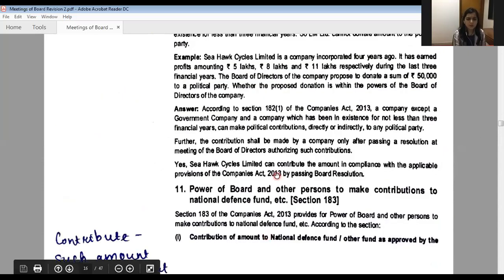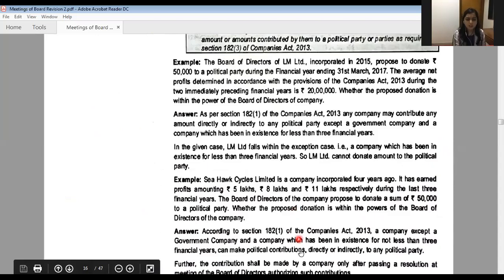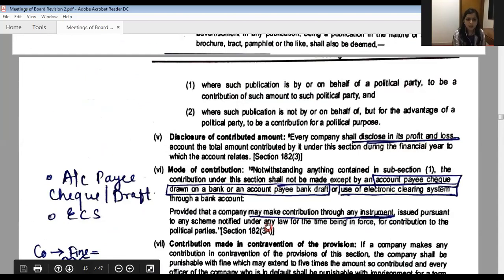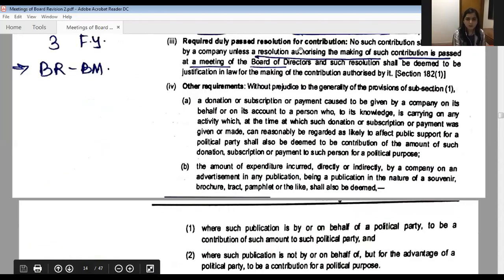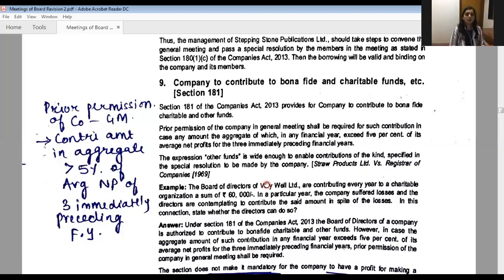Till now, we have seen 3 contributions. The first was to the National Defence Fund, then political contribution, and the contribution made to bona fide and charitable funds. So here we complete the part of powers of board. We completed section 176 and section 179 to section 183.